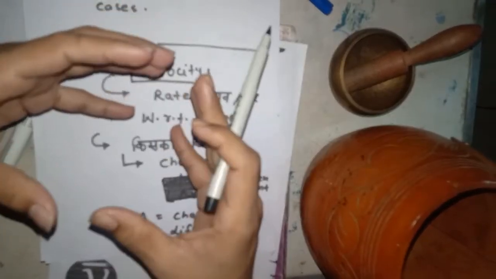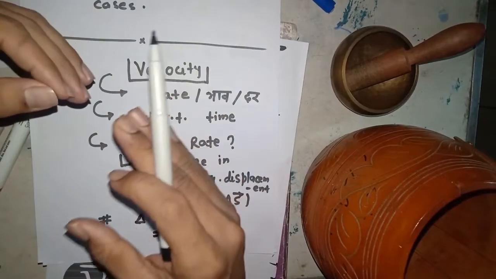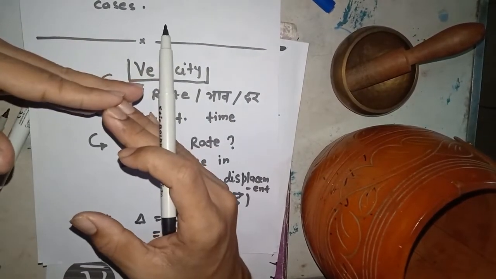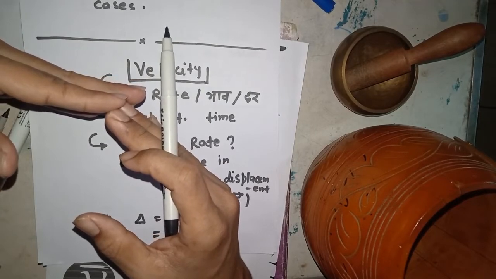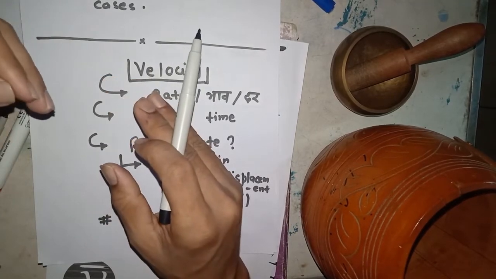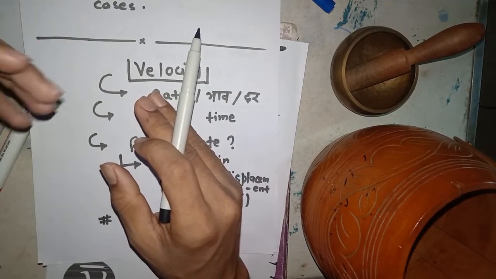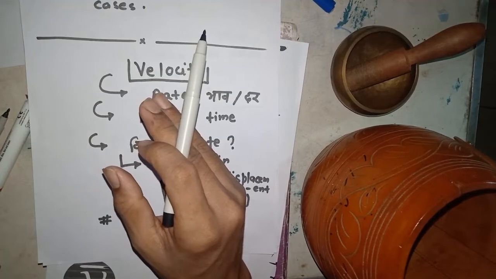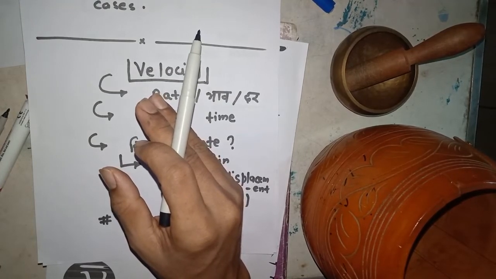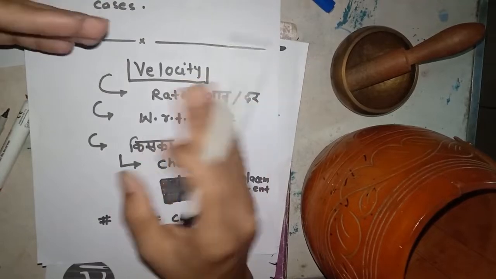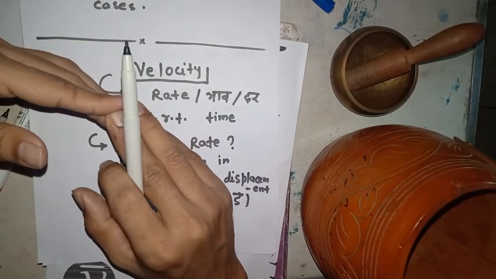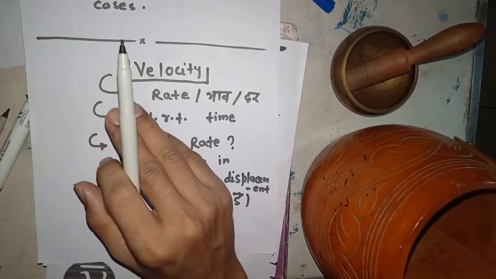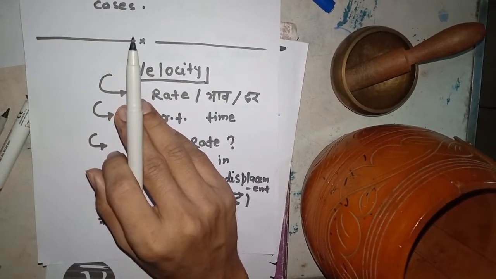But try to take it in another way. If you take the rate with respect to time, what will happen? Let us say I traveled 5 meters in 1 second. What is my rate? By common sense or similarity, you can say my rate is 5 meter per second. Have you got my point?